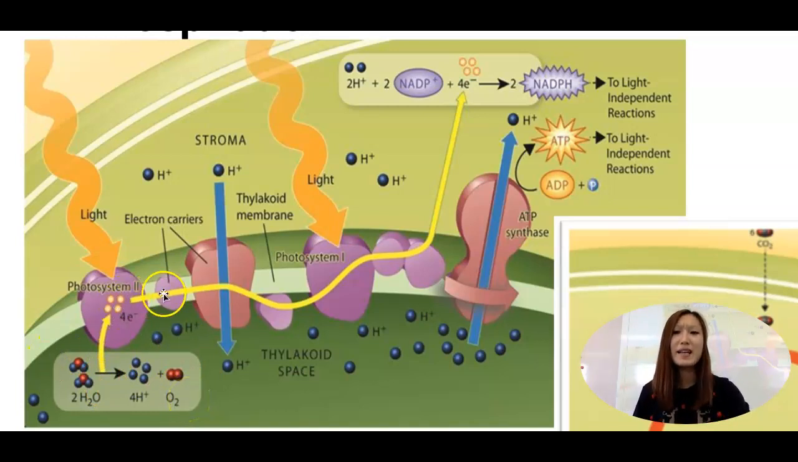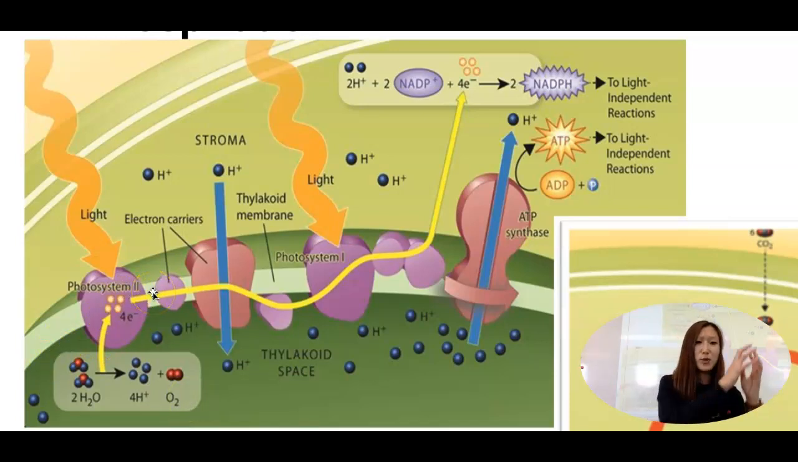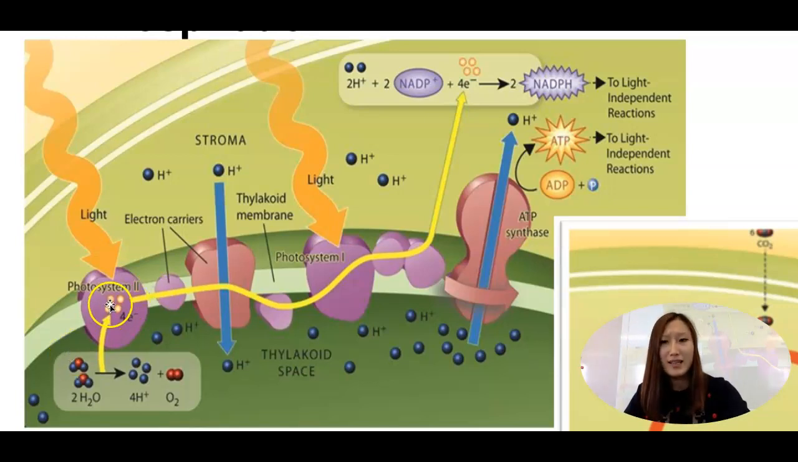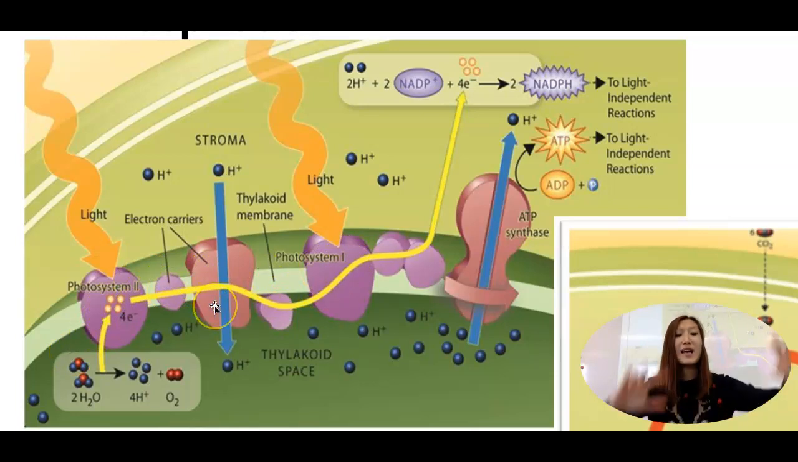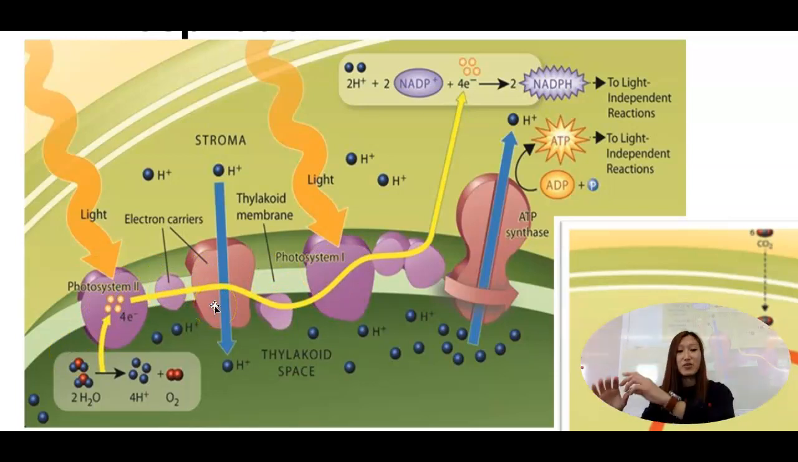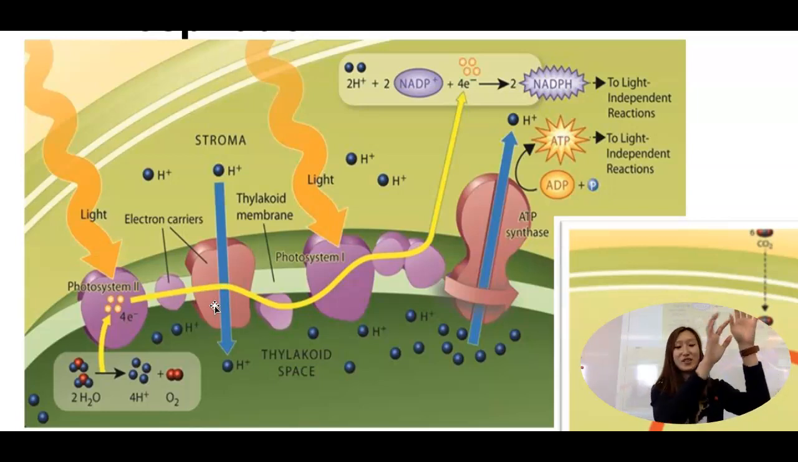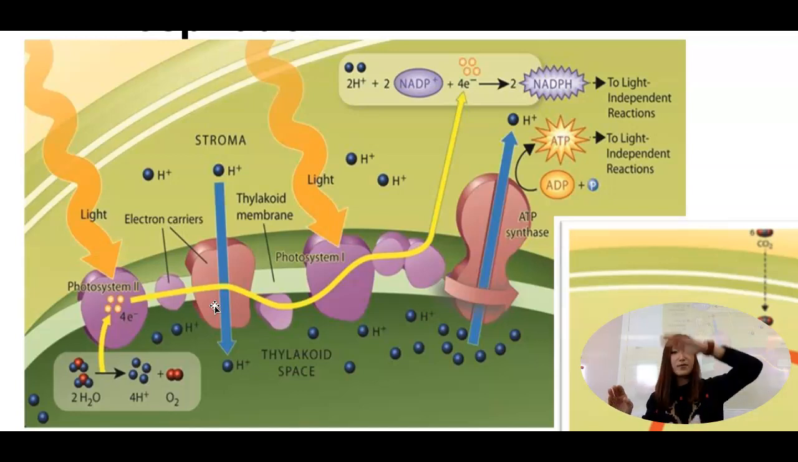So what's happening next is that these electrons will get carried through the electron transport chain from one protein to the next, to the next, to the next. So what you see here, the electron jumps to here, jumps to here, jumps to here. But as these electrons are moving down the electron transport chain, it pumps hydrogen from the stroma to the thylakoid space.